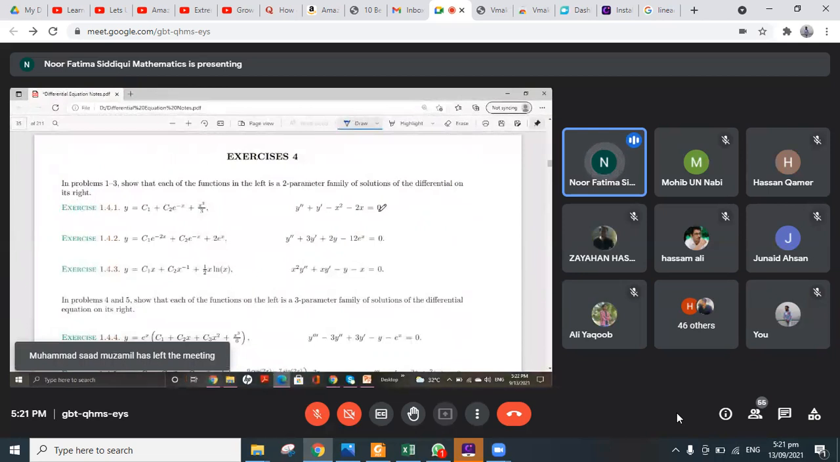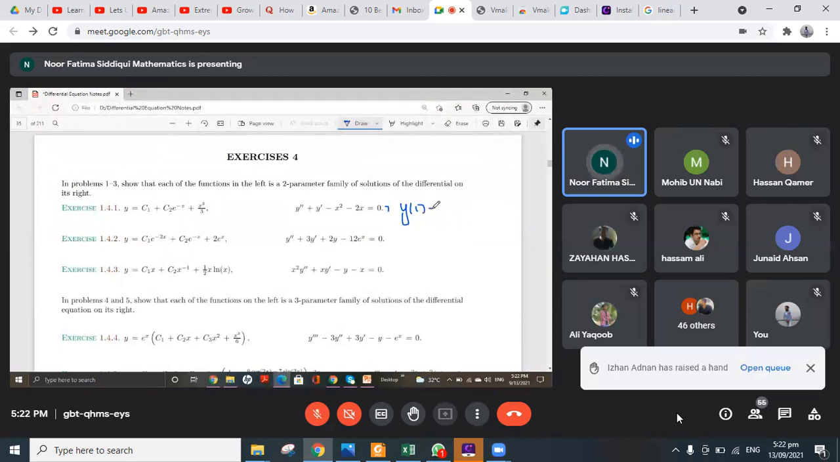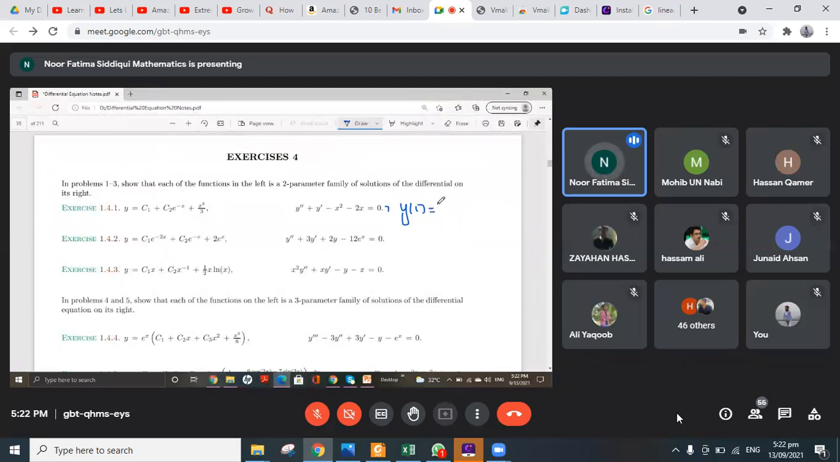Let's suppose this differential equation is given to us, y double prime plus y equals x squared minus 2x, and it is also given that y at 1 is equal to 0. Wait a minute. Let me explain and I'll take questions also. Then y prime at 1. These are brackets. Brackets show that we are computing this value at some particular point of the independent variable, 1.